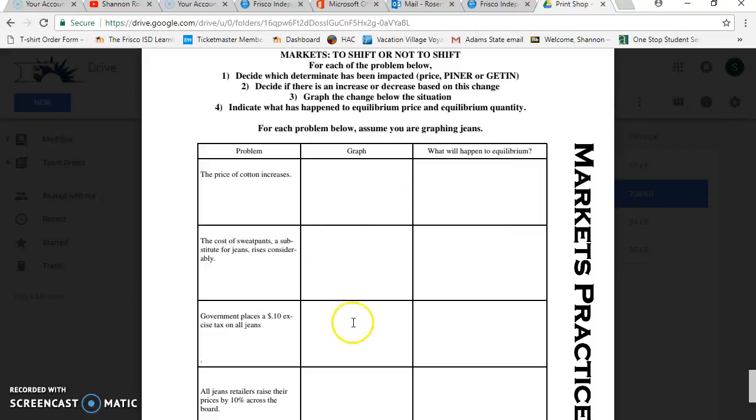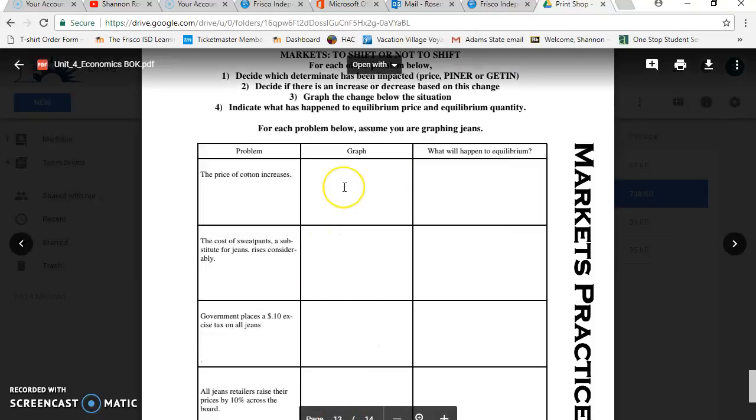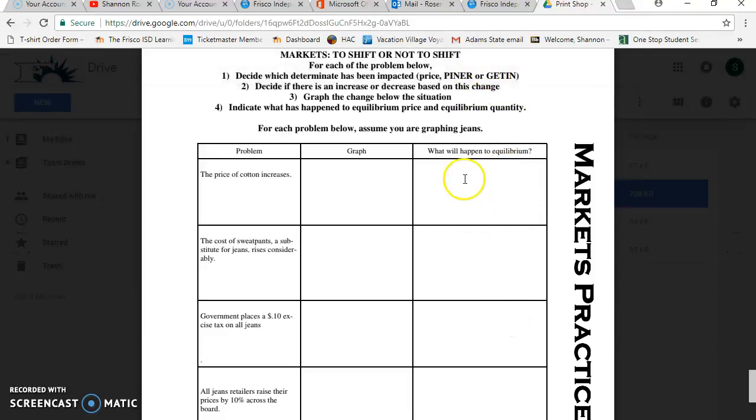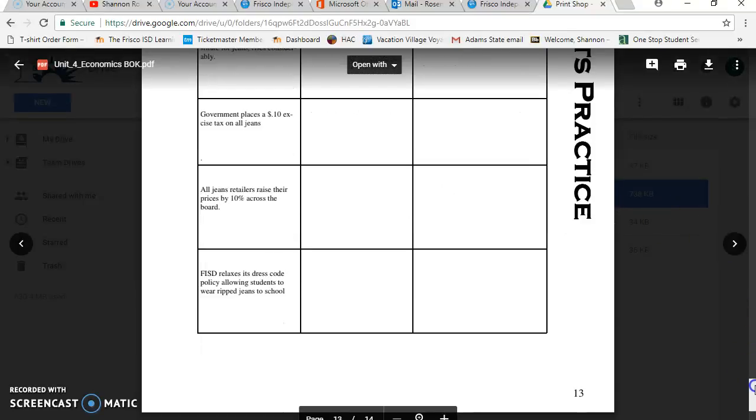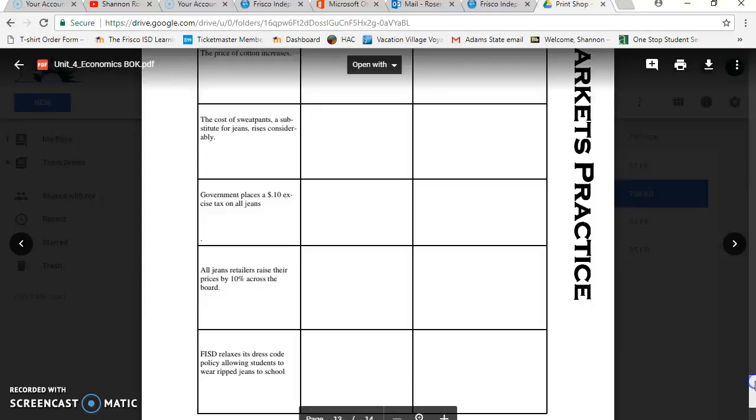So in every one of these, you're going to have a graph, and that graph will either have a change in price, which will be disequilibrium, a change in one of your demand determinants, one of your PINER things, or a change in one of your supply things. And then over here, you're always going to tell me what would happen to equilibrium price, would it go up or down, and equilibrium quantity will go up or down. All right? So let's take some time to practice those. You got this, okay? And then the sub will go over it with you and help you to check it.